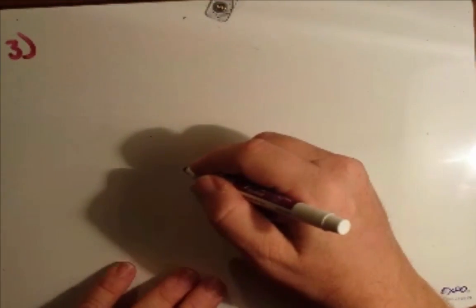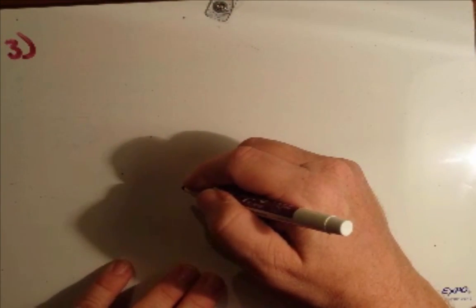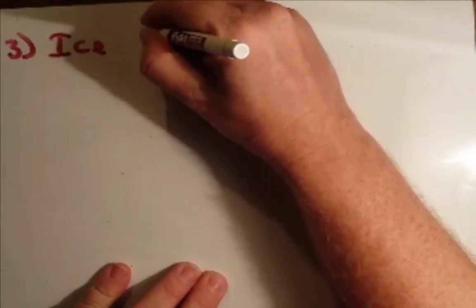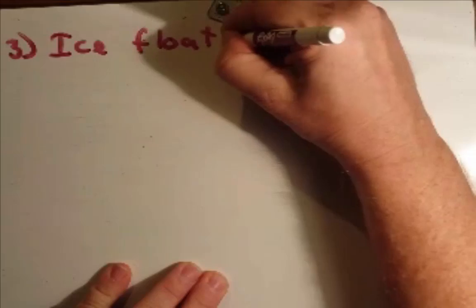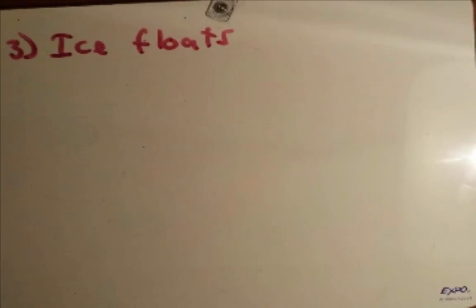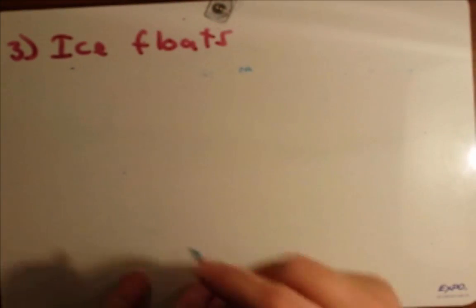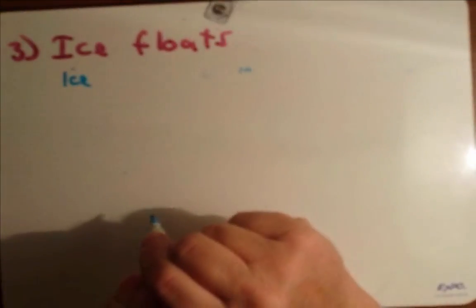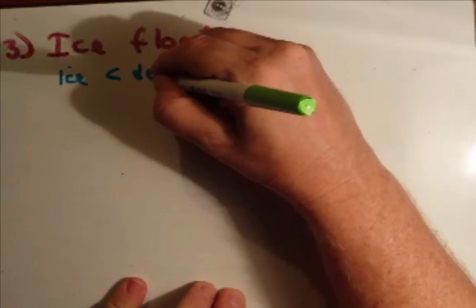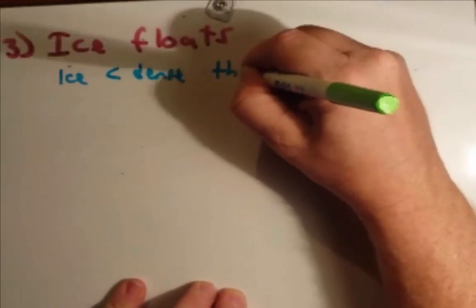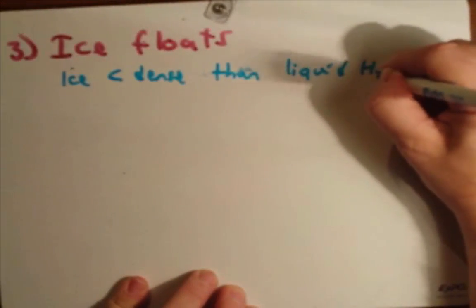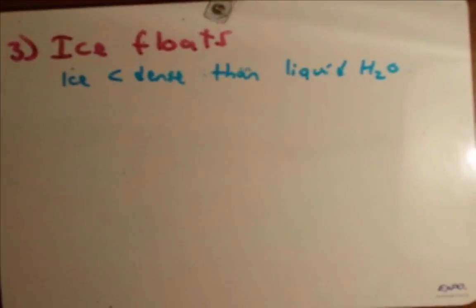Next, I'd like to talk about this third property of water that helps sustain life on Earth. And that property is the observation that ice floats. So water in its solid form, ice, floats on top of water. Another way we could say this, perhaps a little more scientifically, is that ice, the solid form of water, is less dense than the liquid form of water. This means that in the solid form, the ice will float on water.